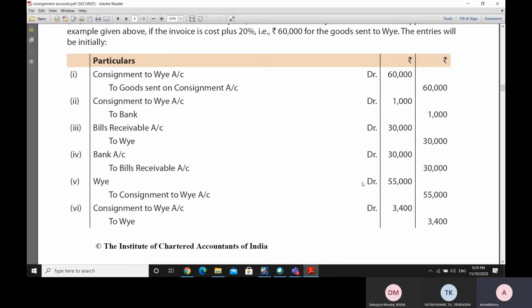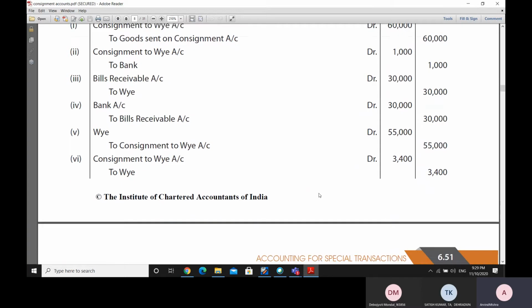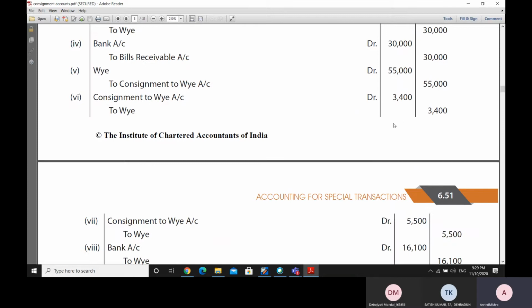And thereafter, 55,000 rupees worth of sale has been done, so that is going to the credit of the consignment account and debiting Y. And thereafter, consignment account is debited 3,400, and Y is credited for 3,400 here.